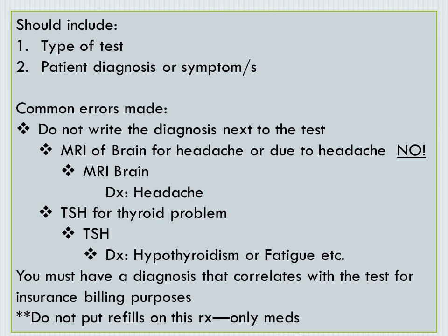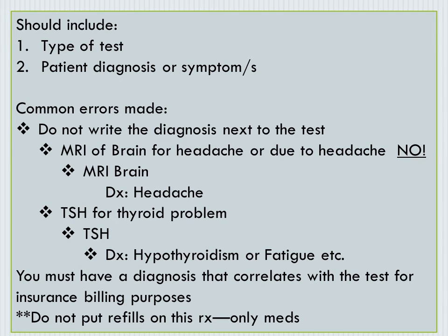TSH diagnosis. You're either using the diagnosis they currently have, which could be hypothyroidism that they already have, and you're running a TSH to check their thyroid, or they've come in with complaints of fatigue. Maybe they've had weight gain. Maybe they're not sleeping, something like that, and you would use the symptom. So you can use a symptom, or you can use a diagnosis. If you're doing an MRI of the brain, you don't know a diagnosis yet, so you're really using a symptom.